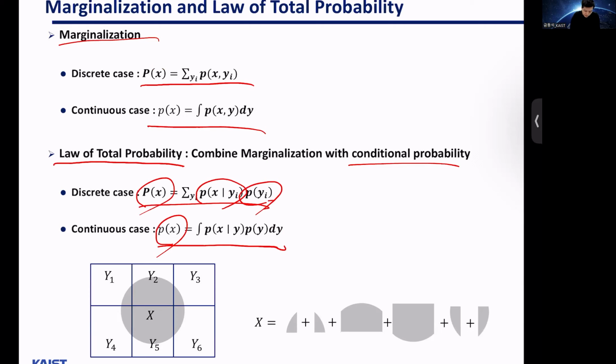And to help you understand, this is a visualization in the discrete case where we have y, which we have 6 sort of equally distributed, and then we have the x distribution, and then we can compute P of X by computing each area within different yi, okay? So that's basically what this means.